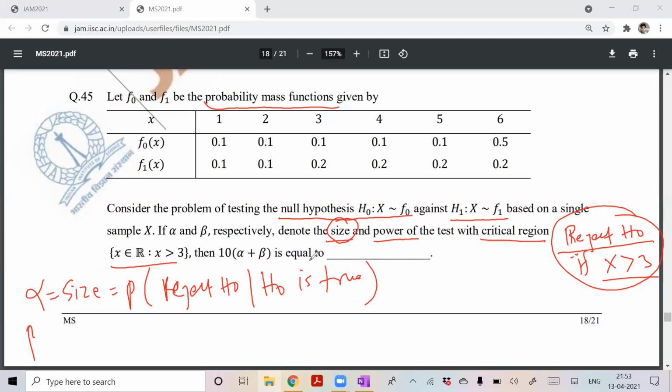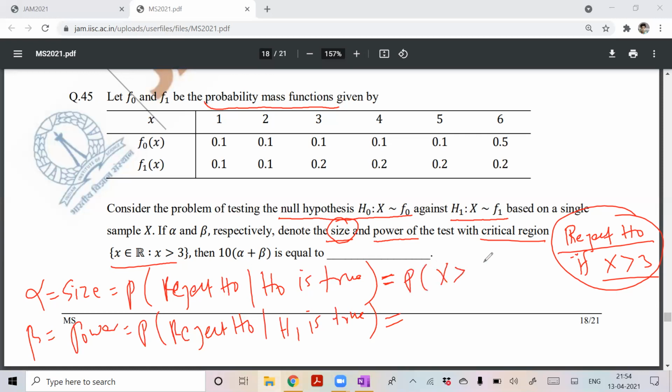And beta is the power of the test. The formula of power is the probability of rejecting H0 given H1 is true. So when we reject H0, I'm first finding alpha. So X is more than 3 given H0 is true, when X has distribution F0. Now simply you can see in F0 what is the probability when X is more than 3. X more than 3 means X is 4, X is 5, X is 6.